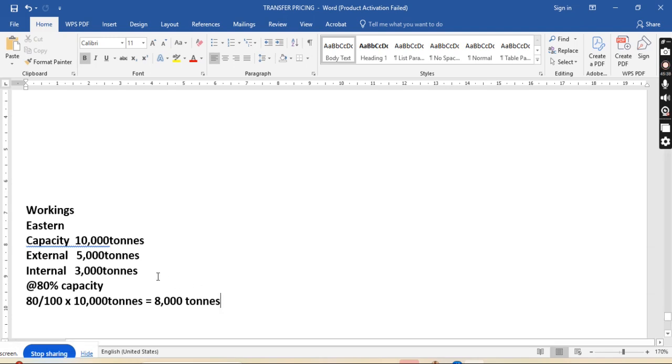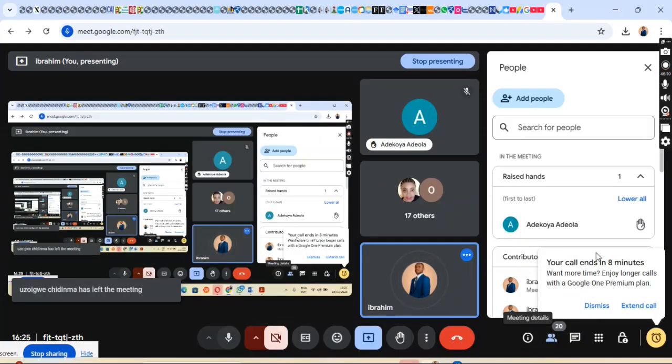And that 8,000, that is why they now spread it as external, take 5,000, and internal, take 3,000. What is the total now? 8,000 tons. I was thinking it's supposed to be based on the capacity. So that's why they were able to say this is for external, 5,000, and this is internal, 3,000. So the total is 8,000.